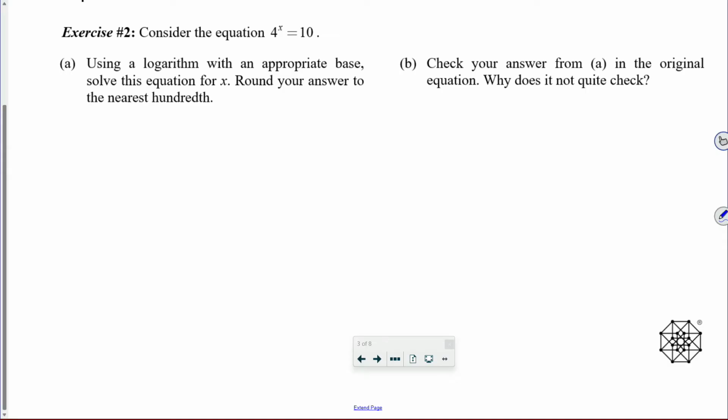Consider the equation 4 to the x equals 10. Letter A, using a logarithm with an appropriate base, solve this equation for x. Round your answer to the nearest hundredth.